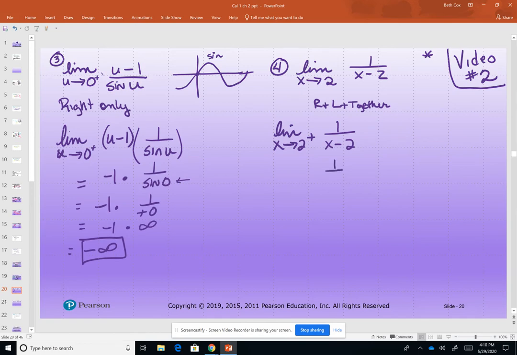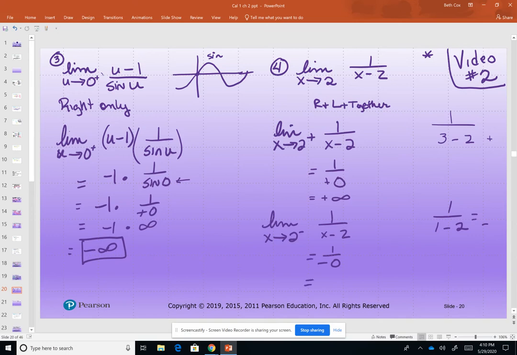can't plug in, so it would be 1 over 0. But from the right, I'm plugging in numbers like 3, and this is positive. So it's a positive 0, so this is going to be positive infinity. And now the limit as x goes to 2 from the left, again, I'm going to be plugging in numbers to the left of 2, like maybe 1, and so I'm going to get a negative. It's going to 0, but from the left, it's going there from the negative side. So this is going to give me a 1 over negative 0, which I don't know if that's formal terminology or whatever, but it works. So that's going to give me a negative infinity.